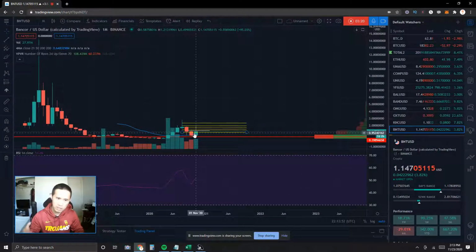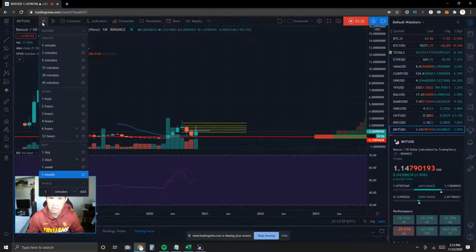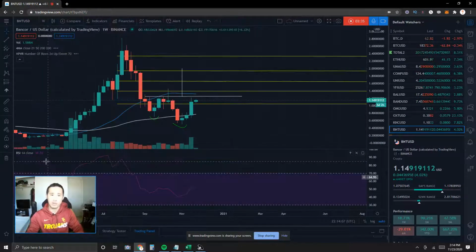I don't see any warning signs on the RSI because the RSI is not overbought on the monthly time frame. So that gives me further confirmation that we could still very well be on an uptrend on the monthly time frame. Now let's take a look on the weekly time frame.